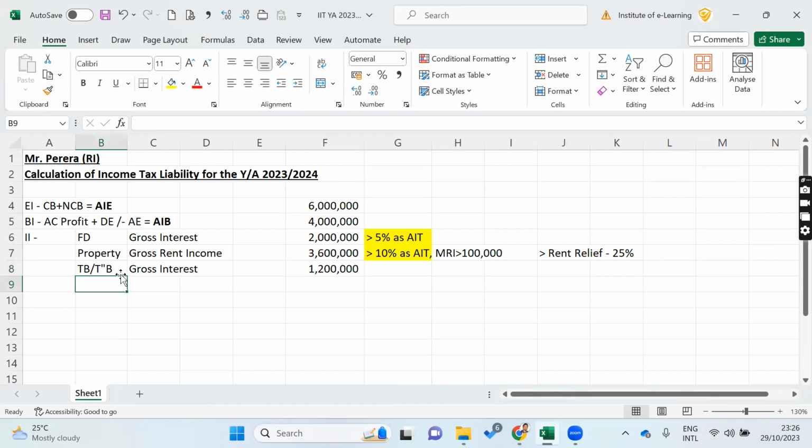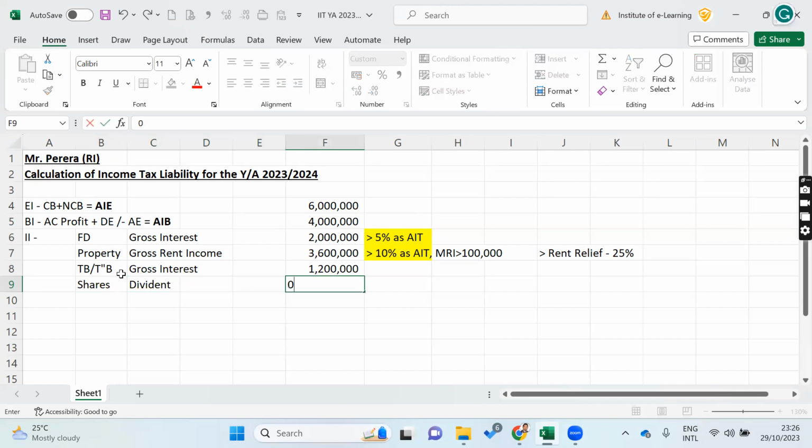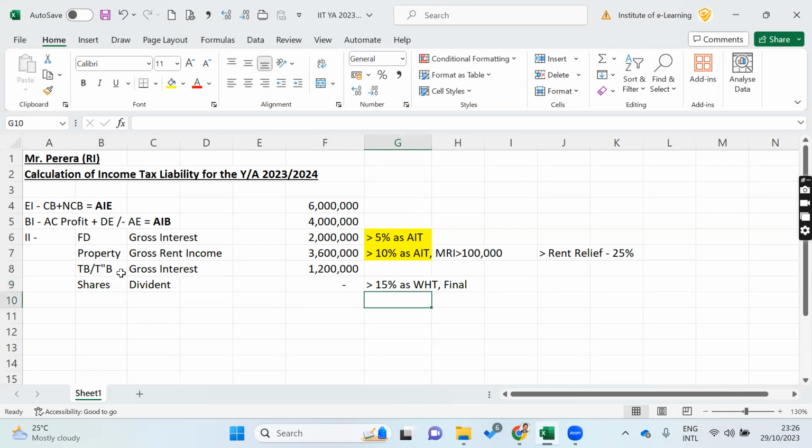If you have further extra money, you will go ahead with investment in shares. If you invest in shares, you will get dividend. You will not consider dividend over here because it is already deducted withholding tax at the rate of 15%. Then we consider it as final. No need to tax it again.